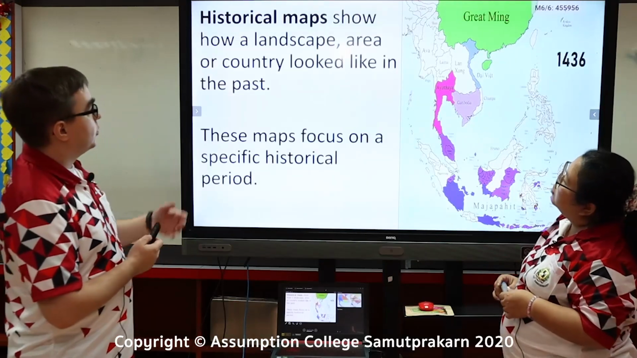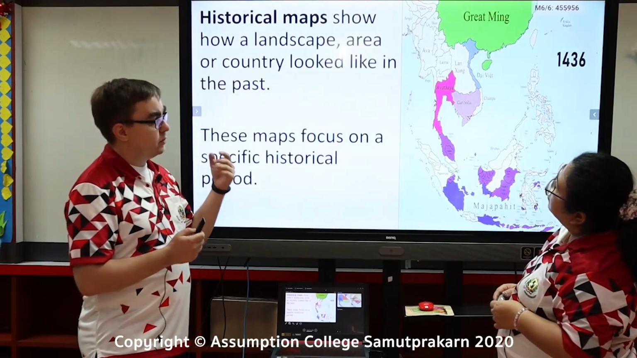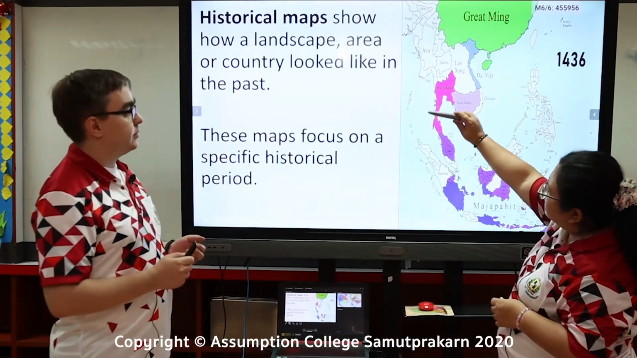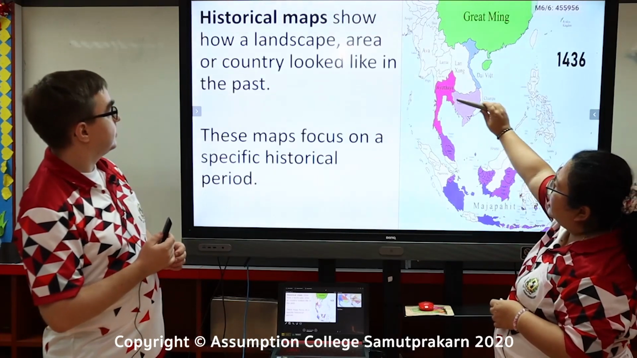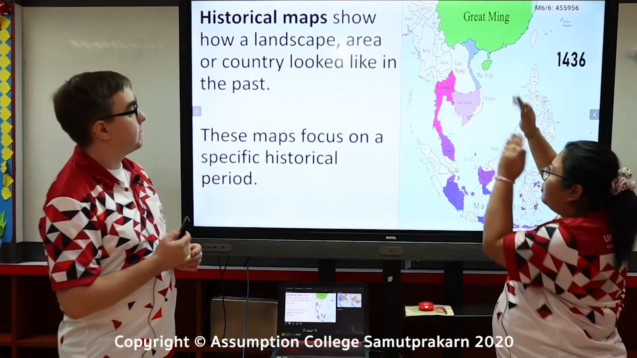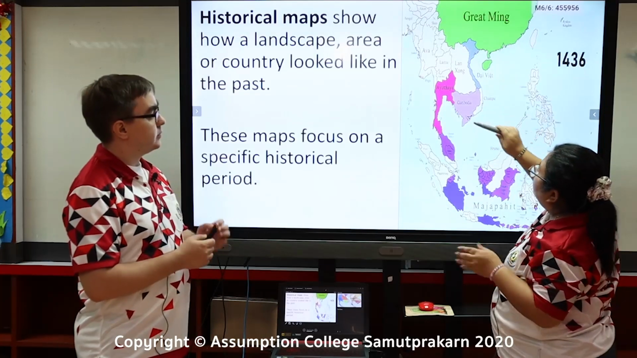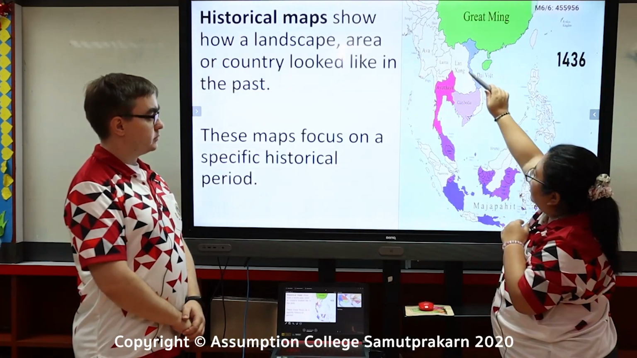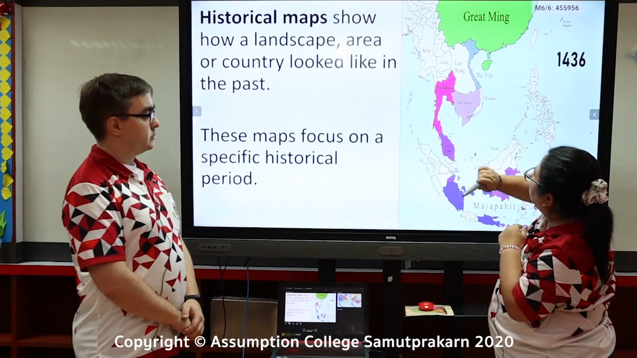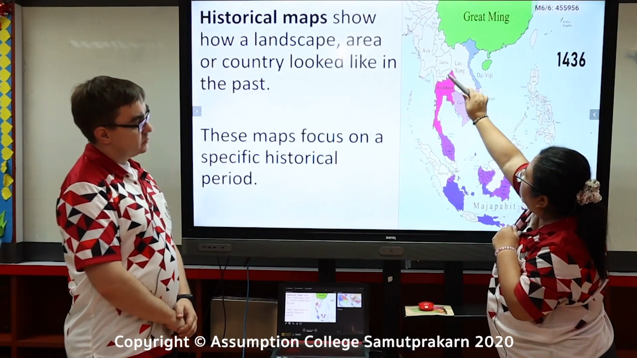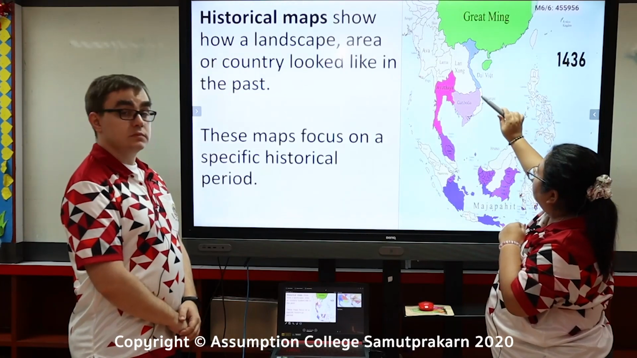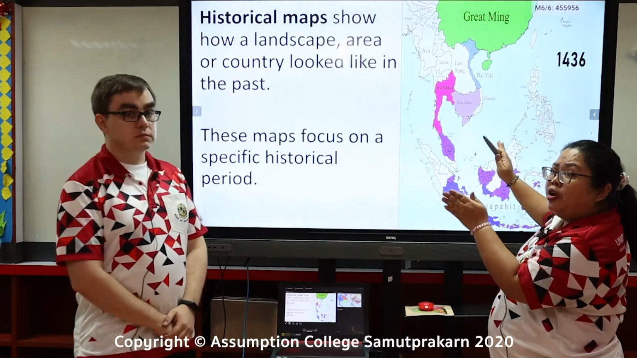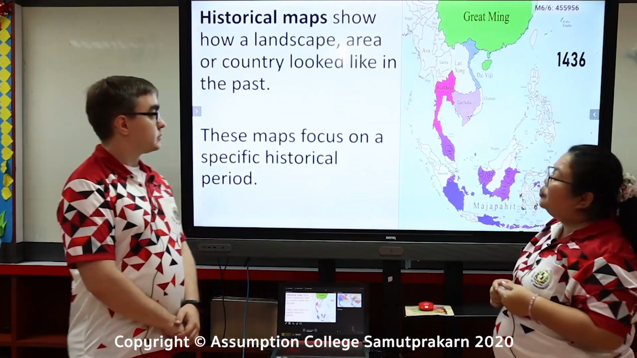Now, why do we use historical maps? We can use historical maps to see how an area, or the landscape, or a country looked in the past. But nowadays we have current maps, and this is in the past. We can see Ayutthaya, Cambodia, Lan Chang, Lan Na, Dai Viet. They mean empires or cities in the past.